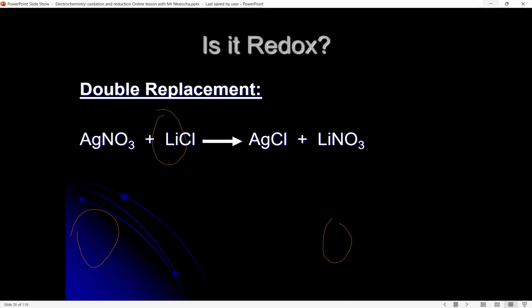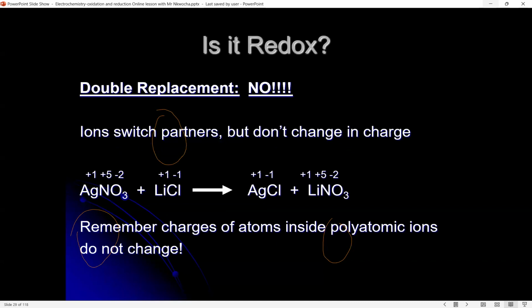Look at this one. Is this a double? See, is there any single element here? No, then it is not a redox reaction. Boom. Very simple. Then it is not a redox reaction. See, that's double replacement. Okay, how do I prove that it's not a redox reaction?